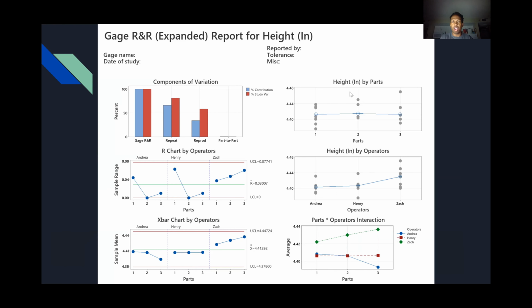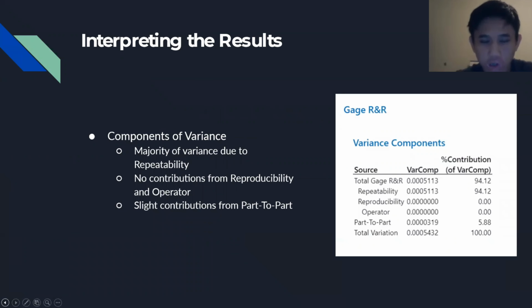You can see our height by parts, our R chart, height by inches, just all these interactions that go along here. And we'll see in a second how you get to really explain all this through the results. All right, so interpreting the results, what do the Minitab outputs tell us?